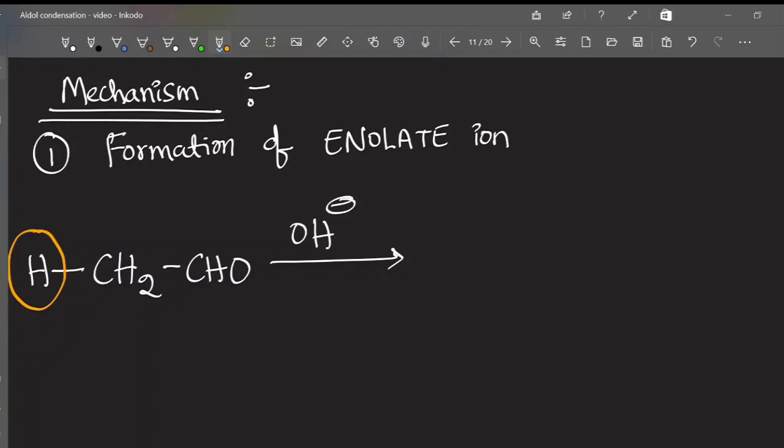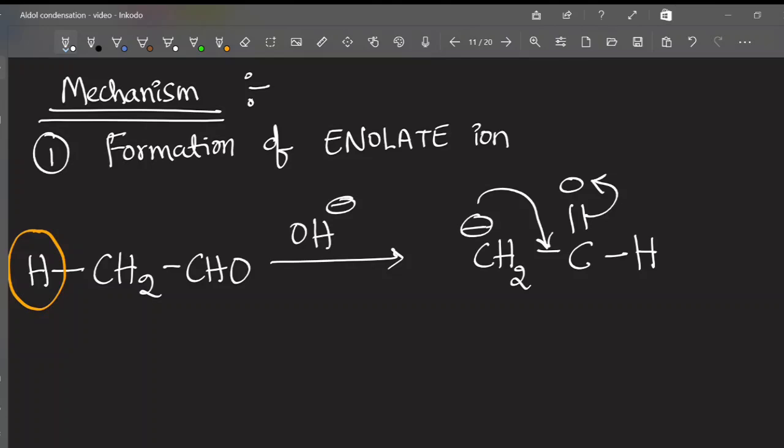Why does it go out actually? If that hydrogen goes out, then we are going to get a chemical species like this, and this carbon gets a negative charge. And this negative charge is resonance stabilized, which means this hydrogen will prefer to go out. Hence, that particular hydrogen is considered as acidic hydrogen. So this particular ion is called the enolate ion.